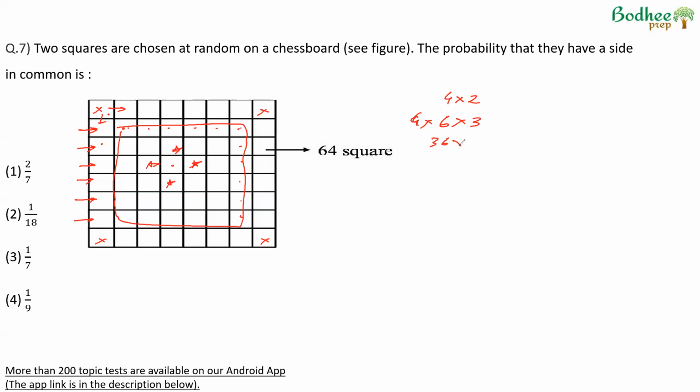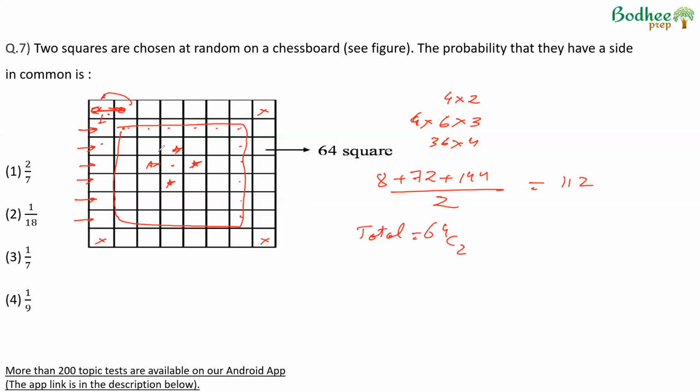So 36 into 4. Also, you will realize that every choice has been counted twice. When I count these two from the corner, it will also be counted from the edge from here. So what I'm saying is the total number of choices such that a side is common will be 4 into 2, 8, plus 24 into 3, 72, plus 144, all divided by 2. This is 80, 224 by 2, 112.